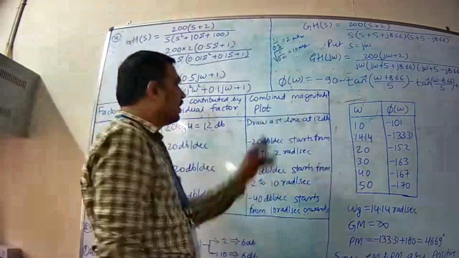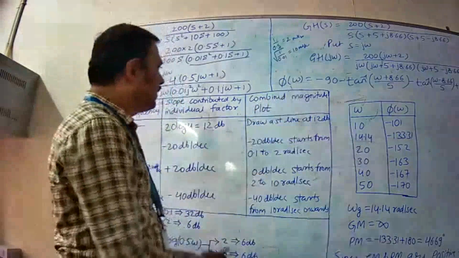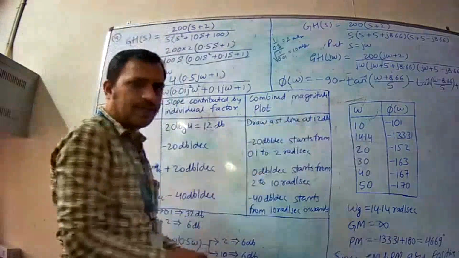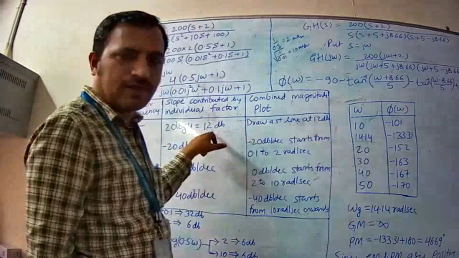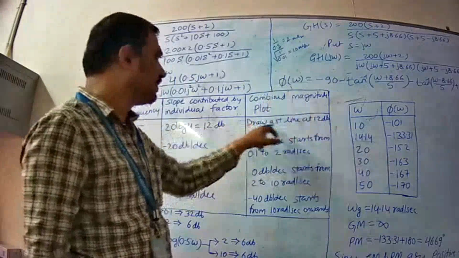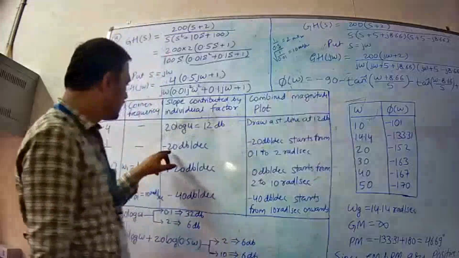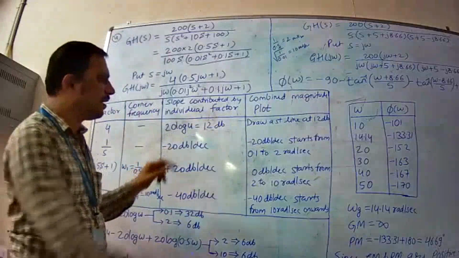Next, to write the fourth column, the combined magnitude plot. Here, as usual, there are no changes at all. Draw a straight line at 12 dB. Whatever the value is there, you have to write that value here. Draw a straight line at 12 dB. Okay, what is the value here? Minus 20 dB per decade.